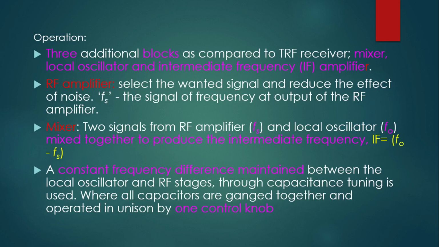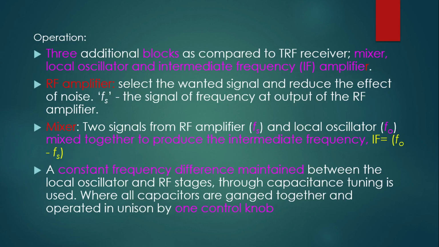So the RF amplifier selects the desired signal of frequency Fs, amplifies it and gives it to the next block. And what is the next block? It is a mixer. There are 2 signals given to the mixer: one from the RF amplifier, of signal frequency Fs, and the other of frequency Fo from a local oscillator that is situated in the receiver.